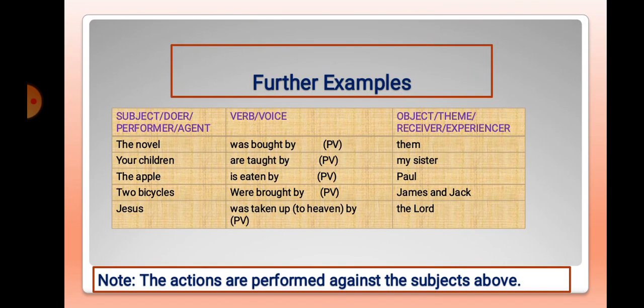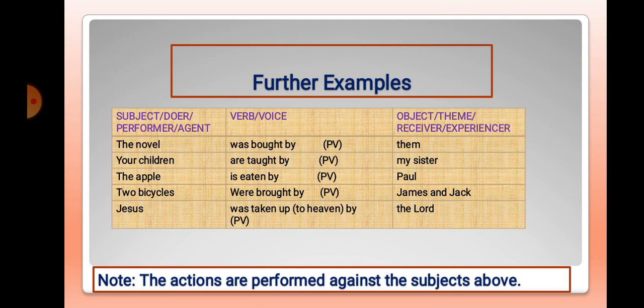We have the novel was bought by them. The novel, which happened to be the object the other time, is now put in the place of the subject. Your children, who happen to be the receivers of the action the other time under active, are now under the subject position of the sentence. The apple is eaten by Paul. Two bicycles were bought by James and Jack, and Jesus was taken up to heaven by the Lord.